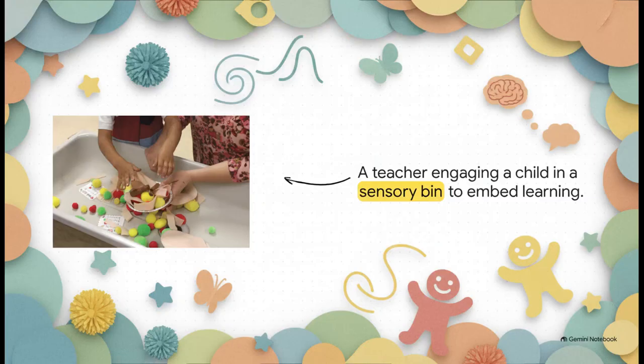And here is a perfect example of naturalistic teaching in action, engaging a child in a sensory bin filled with colorful pom-poms and felt pieces. The teacher basically joins the child's own interest to embed the learning. Instead of forcing traditional, boring drills, they naturally practice social and verbal skills right there in the sensory bin. It's learning through play, which, let's be honest, is exactly how young children learn best.